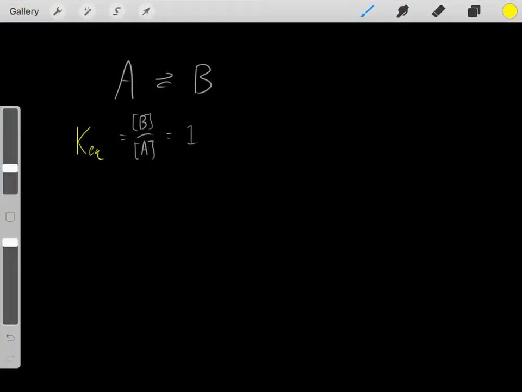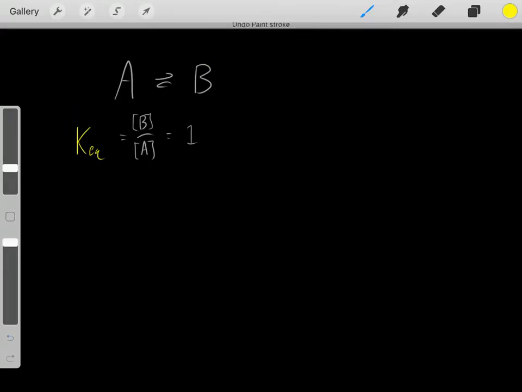So in this video, I want to go over a neat trick to understand reaction quotients. Let's say we have this very simple reaction where compound A turns into compound B, and let's say this reaction happens to have a K of 1.